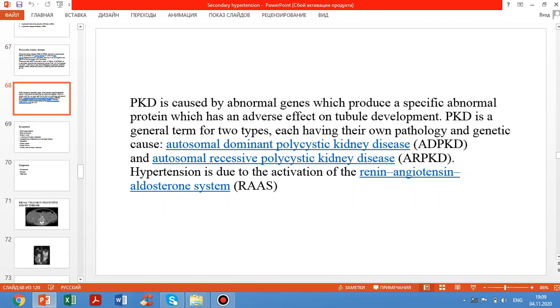Polycystic kidney disease is caused by abnormal genes which produce a specific abnormal protein which has an adverse effect on tubule development. Polycystic kidney disease is a general term for two types, each having their own pathology and genetic causes: autosomal dominant polycystic kidney disease and autosomal recessive polycystic kidney disease. Hypertension is due to the activation of the renin, angiotensin, aldosterone system.